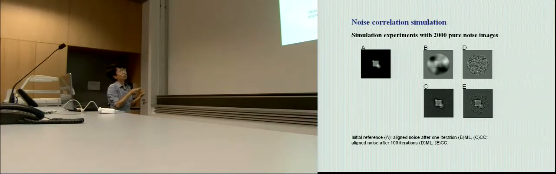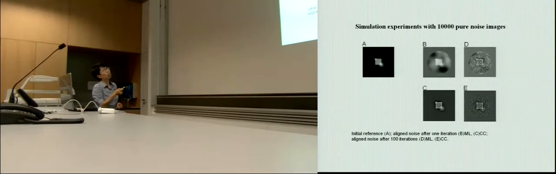So here are 2,000 pure noise images, and now if we increase to 10,000 pure noise images, we repeat the same procedure. This is the first iteration, and after 100, this is the maximum likelihood and this is the cross correlation. So that means if the noise dominates the images, increasing the number of images does not help that much, because we always get some correlation from the mathematical calculation.